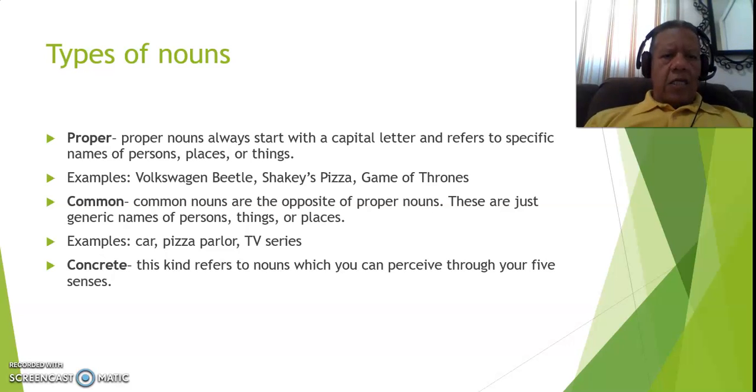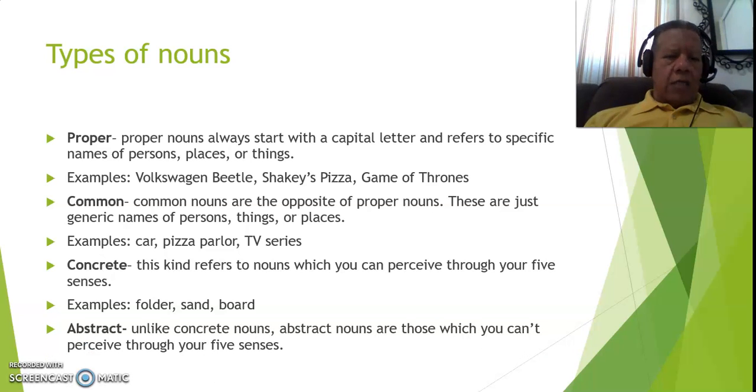Concrete nouns. This kind refers to nouns which you can perceive through your 5 senses. Los sustantivos concretos son los que tú puedes percibir a través de tus 5 sentidos. Example: folder, soundboard, etc. Abstract. Unlike concrete nouns, abstract nouns are those which you cannot perceive through your 5 senses. Los sustantivos abstractos, a diferencia de los concretos, no pueden ser percibidos con los 5 sentidos. Son abstractos.